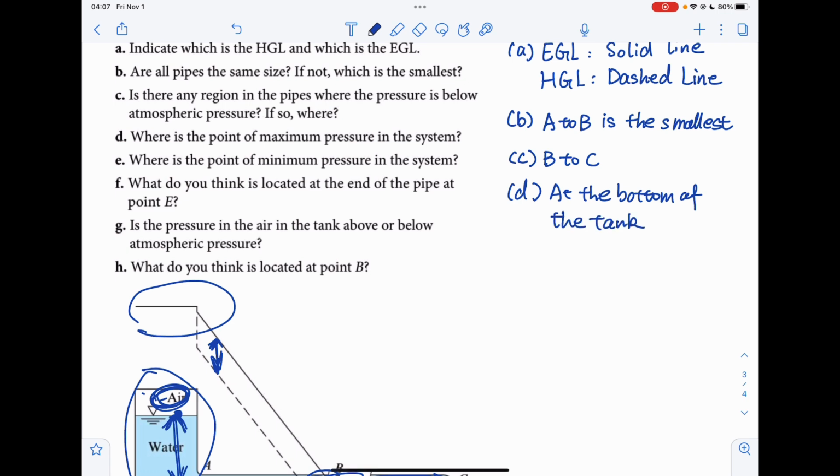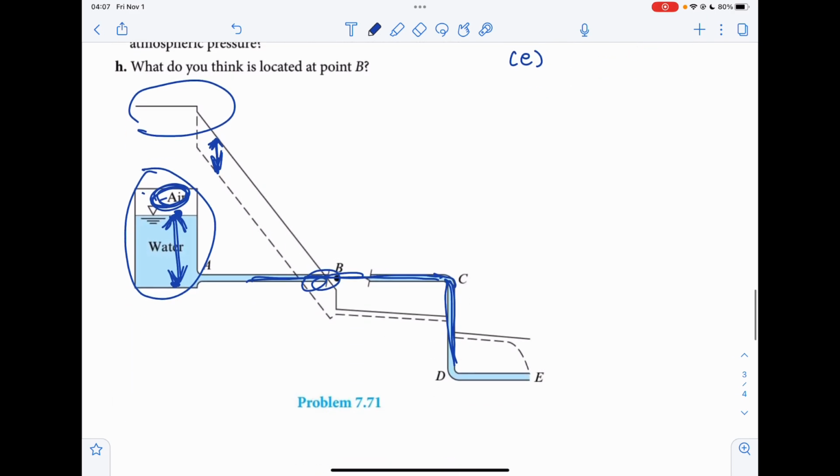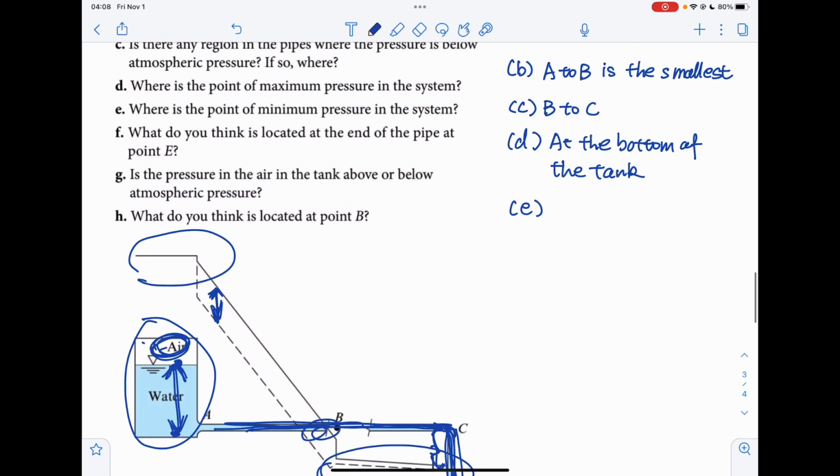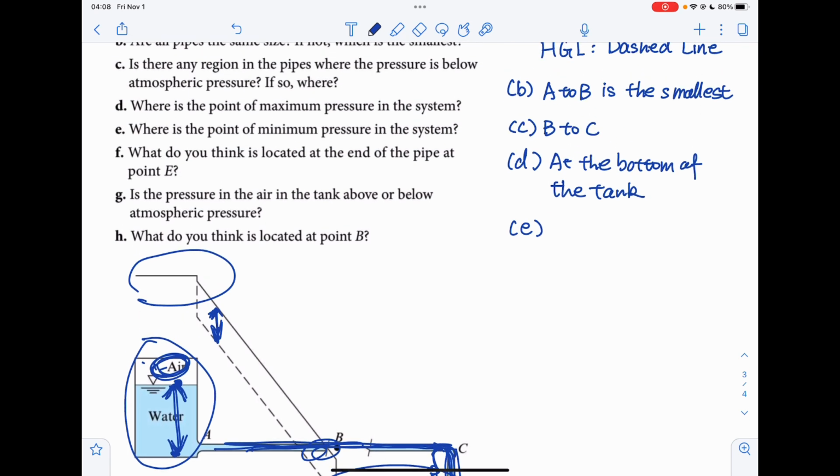And part E, asking the minimum pressure in the system. So we're gonna find the difference between the pipe and the hydraulic grade line, where is the largest difference. So of course it will be somewhere here. So the minimum pressure of the system is at the bend C.